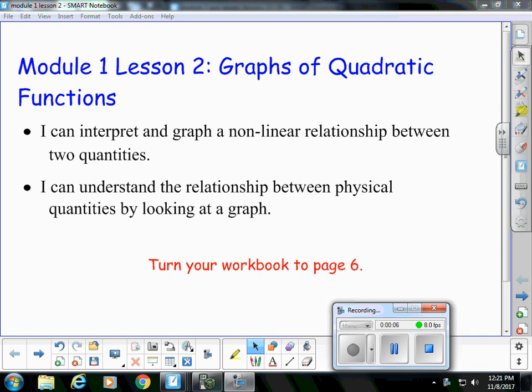Module 1, Lesson 2, Graphs of Quadratic Functions. In this lesson, we're going to interpret the graph of a non-linear relationship between two quantities, x and y, and we're going to look at that relationship between the physical quantities by looking at a graph.